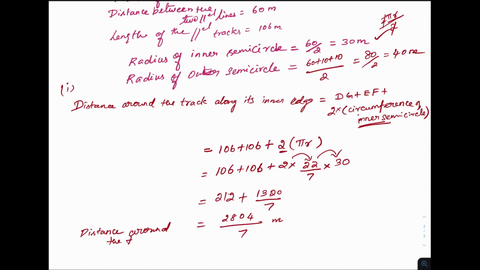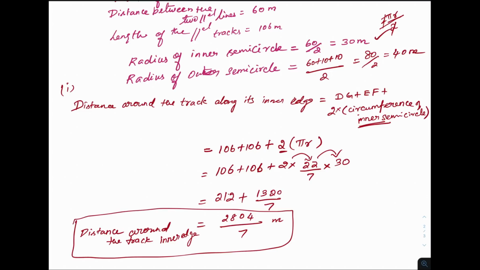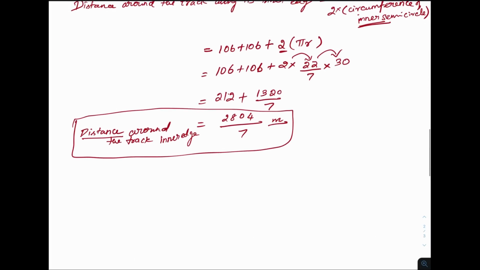So this is the distance around the track along its inner edge. So this is first subdivision. This is asked in distance, so in meter. Okay. Next is second subdivision. We need to find what is the area of the track. So you should know what is the area of the track.